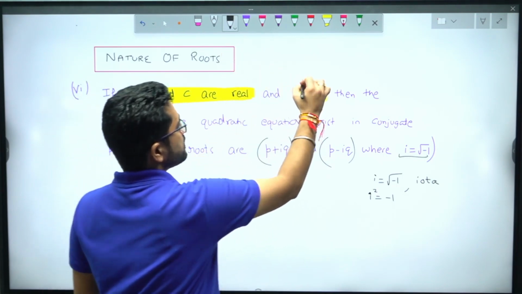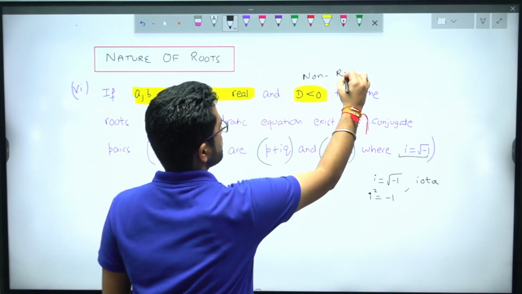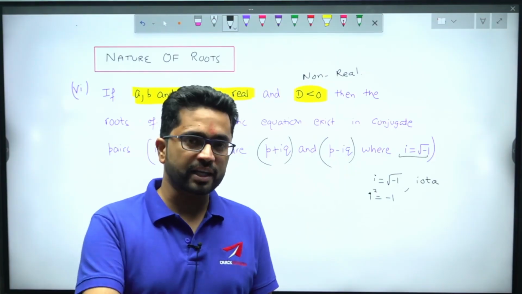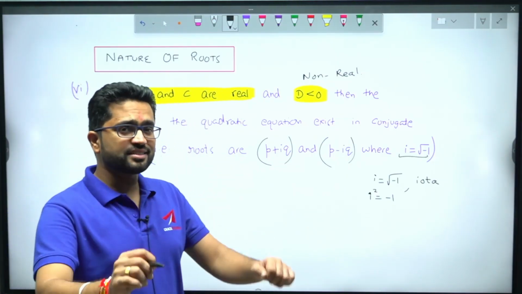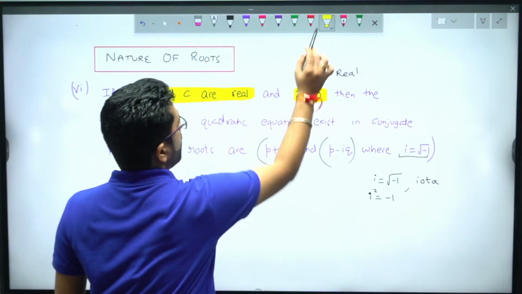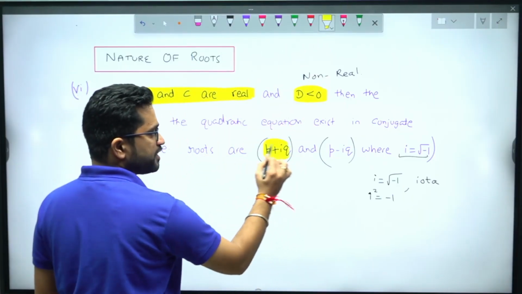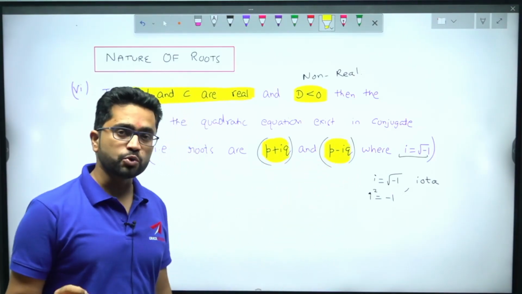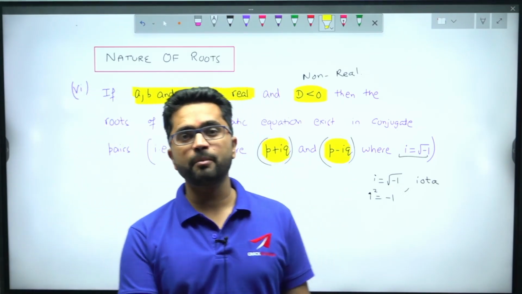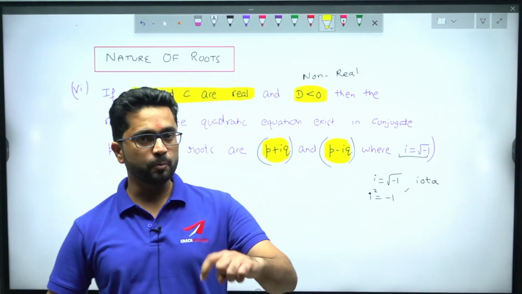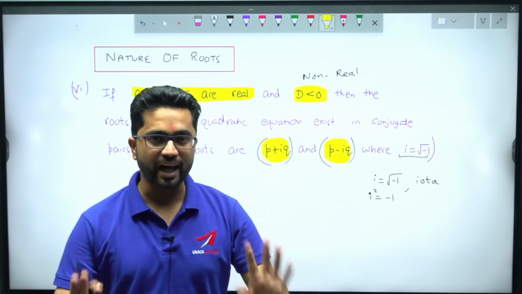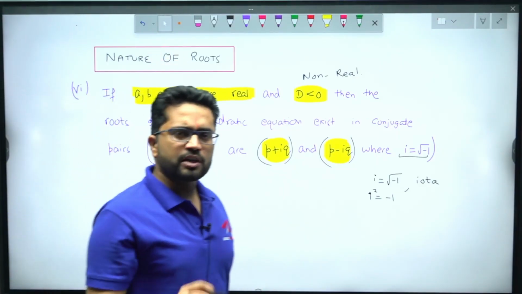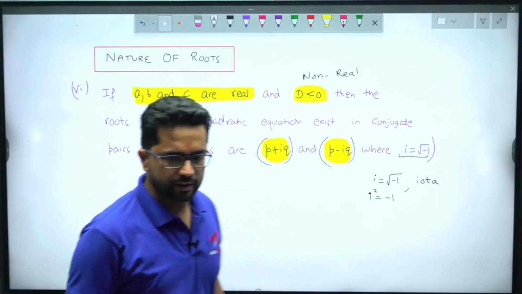So if D is negative, the roots are non-real. In simple wording, if coefficients are real but the roots seem to be non-real, then the roots exist in a combo, and that combo is the conjugate pair. The first one is p plus iota q and the second one is p minus iota q. Say for example, if the first root is 2 plus 3 iota, the second has to be 2 minus 3 iota. Now, we are going to understand the fact related with iota with one very basic, very simple example. Let's have that, guys.